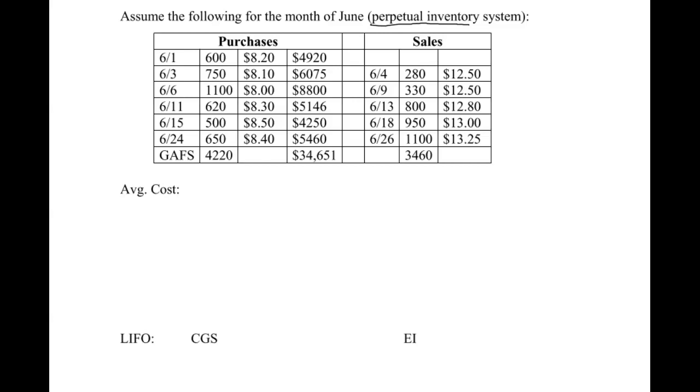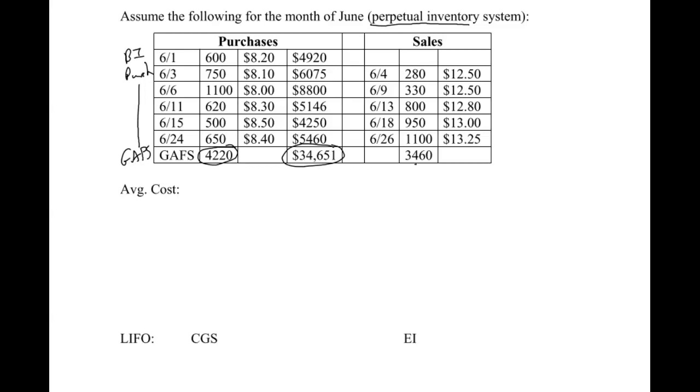Plus, you can see, like last time, this is our beginning inventory, June 1st. These are all my purchases right here, and that gives me goods available for sale. When we're doing these problems, we want to account for all the goods available for sale, and then assign cost to these 4,220 units that will total 34,651.